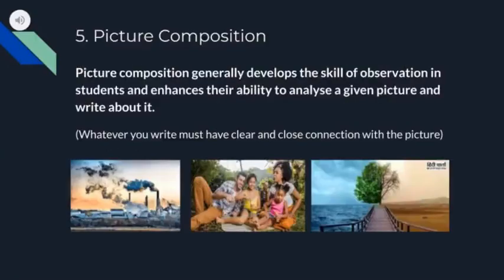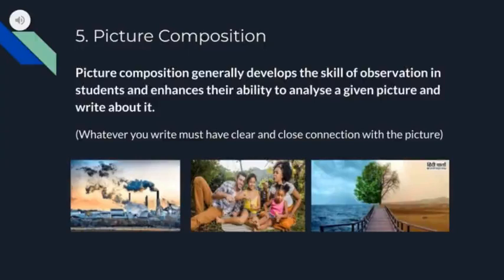Next category is picture composition. Picture composition generally develops the skill of observation in students and enhances their ability to analyze a given picture and write about it. In picture composition, whatever you write must have a clear and close connection with the picture and beyond the picture.